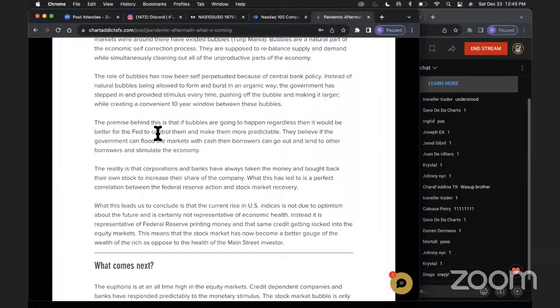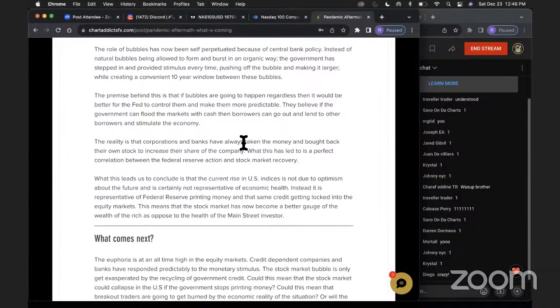Bubbles are going to happen regardless. It's up to the Fed to control them and make them more predictable. The reality is that corporations and banks have always taken the money and bought back their own stock to increase their share of the economy. What this has led to is a perfect correlation between Federal Reserve action and stock market recovery.